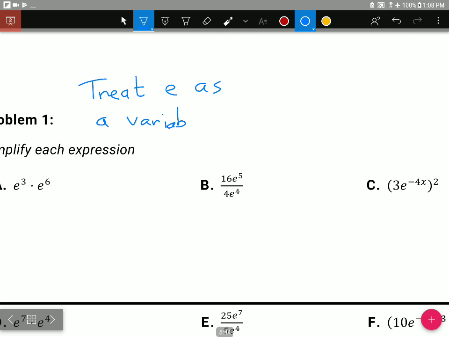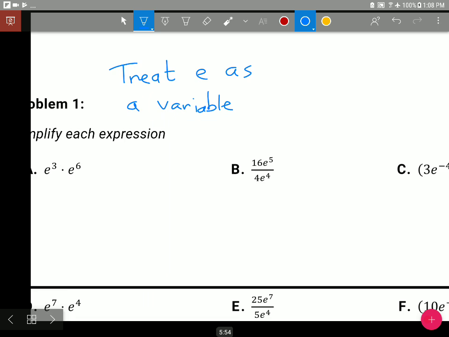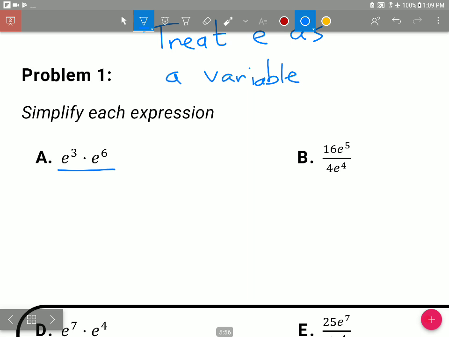V-A-R-I-A, a variable. Okay? Treat it just like any other x. It is not a variable, it's a constant, but anything you can do to x, you can also do to e. Okay, so like letter A, if I am multiplying your bases, what do you do to those exponents? You add them. So that's e to the 3 plus 6. Well, what's 3 plus 6? 9. Cool? That's what that simplifies down to.